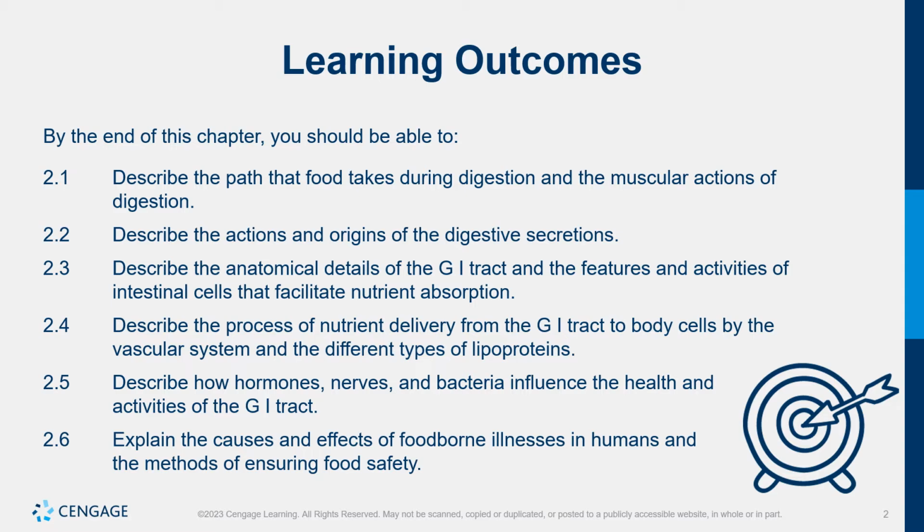We'll talk about the origins and actions of digestive secretions. We'll talk about the anatomical details of the GI tract and how the intestinal cells help to facilitate nutrient absorption. We'll describe the process of nutrient delivery from the GI tract to the body cells by the vascular system and different types of lipoproteins. We'll talk about how hormones, nerves, and bacteria influence the health and activities of the GI tract. And finally, we'll talk briefly about how foodborne illnesses in humans occur and how to avoid these illnesses.